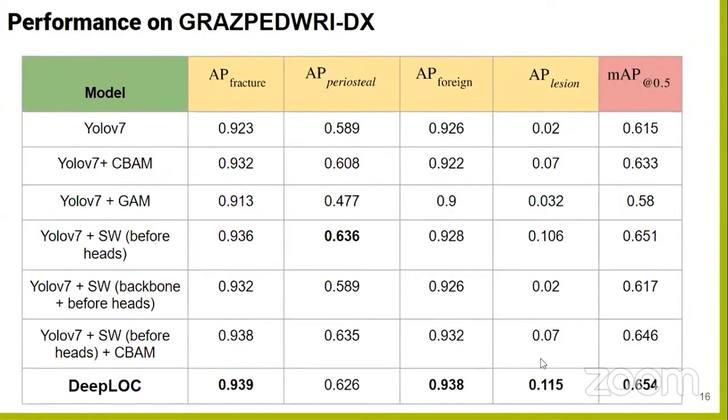So here you can find a table that compares different models. We've tried the YOLO itself, with the CBAM attention, with GAM attention. We've tried to insert only the Swin Transformer before the heads. And we also tried if it's okay to insert this Swin Transformer even in the backbone. And finally, we tried to mix all of these techniques together: YOLO with Swin with CBAM and YOLO with Swin with GAM, which we call DeepLOC because it's the winner model. And you can see in terms of the average precision of each of the classes that it has the best results, even with the mean average precision, it has 0.65.